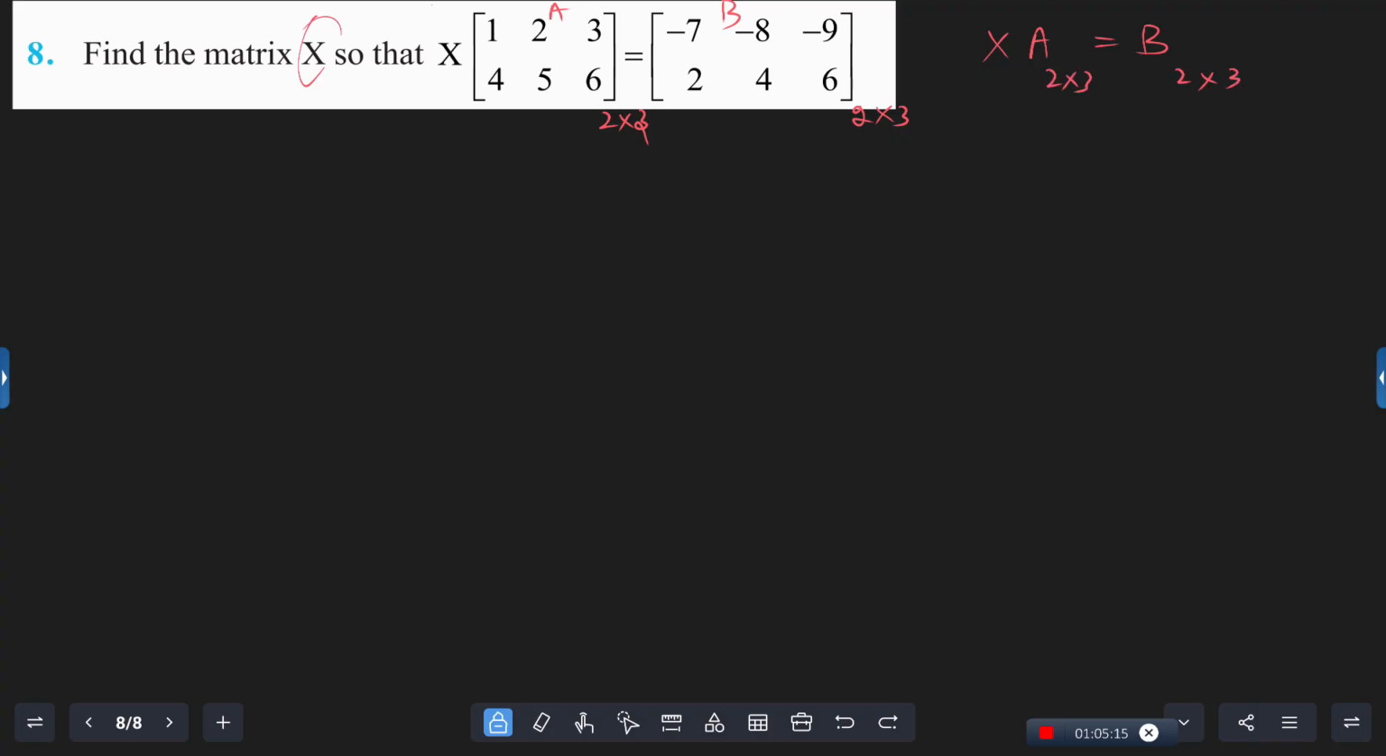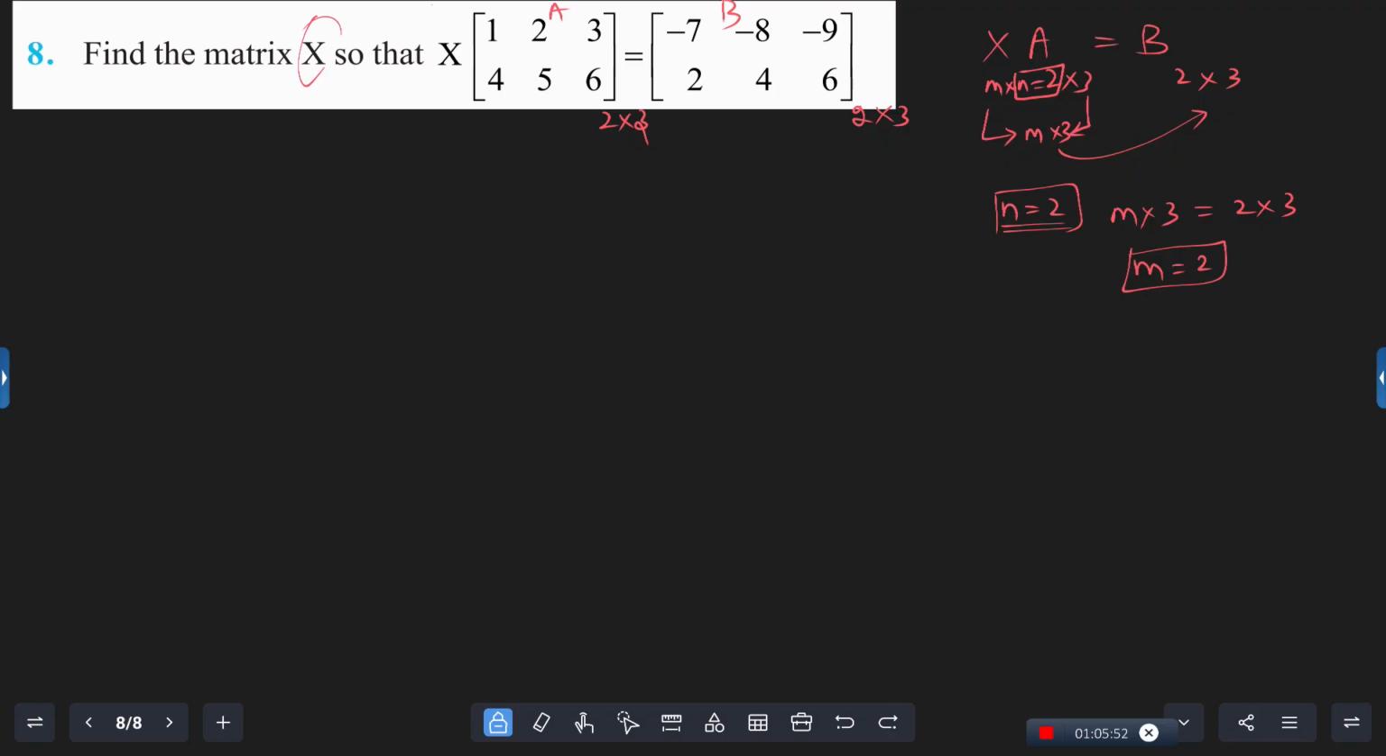Now, the X order I am taking as M by N. So N and 2 must be equal, then only you will be getting M by 3. So N value is 2. This 2 must be equal. So M by 3 must be equal to 2 by 3. The row must be the same and the column the same. Then M equals 2. M is also 2, N is also 2.